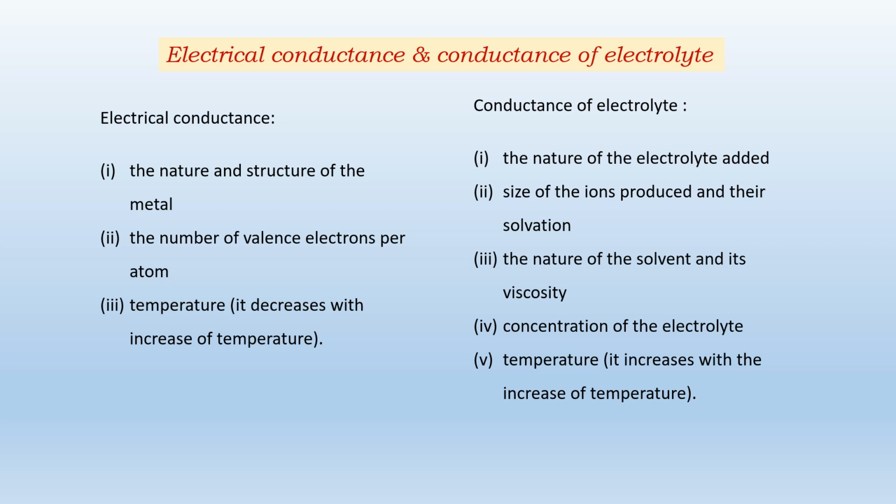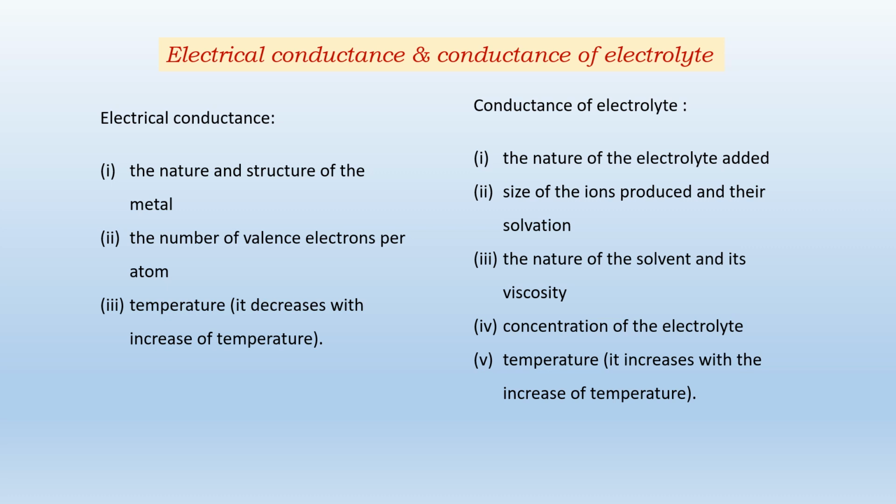And the structure. Coming to the structure, imagine that iron is a thick wire. That is the area. If it has increased area, it has a higher conductance. If it is a thin wire, it has decreased conductance.